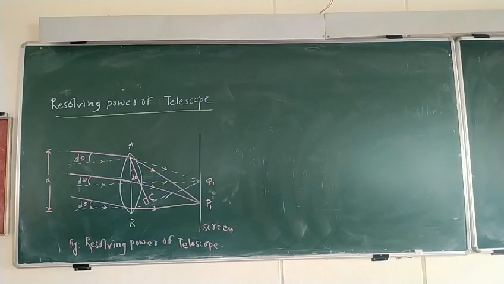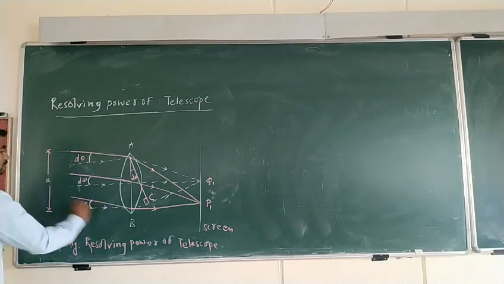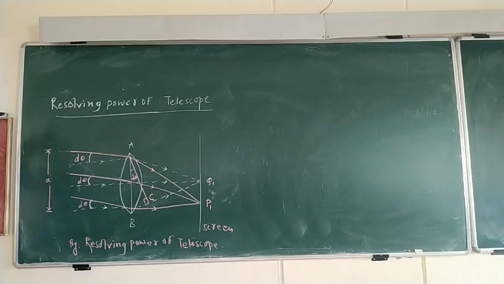Resolving power of telescope is defined as the reciprocal of the least angle subtended at the objective by the two distinct point objects which can be just resolved in the focal plane of the telescope. We know that this is the least angle. The object is not placed at a finite distance, but the object is placed at infinite distance, and the object makes the least angle, right?